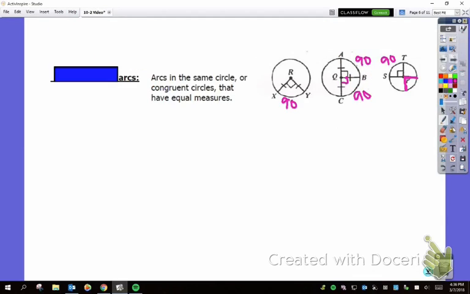Then we've got these arcs that are in the same circle or congruent circles that have equal measures. Here you see that all of these arcs have 90 degrees involved in the angles, so they would all be 90 degrees. And we just call these congruent arcs. I think that's pretty self-explanatory. That's how it is.